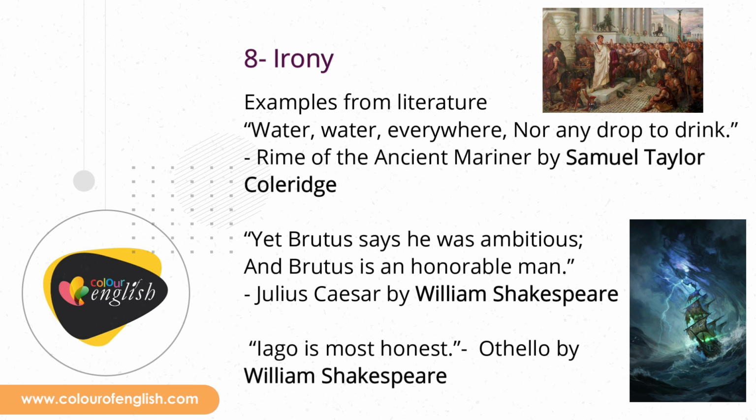Another example is: Yet Brutus says he was ambitious, and Brutus is an honorable man. These lines are taken from Julius Caesar by William Shakespeare. In Antony's speech he says that Brutus says Caesar was ambitious, and Brutus is an honorable man. Brutus कहता है कि सीज़र ambitious था, तो हो सकता है वो ambitious हो क्योंकि Brutus एक honorable man है.